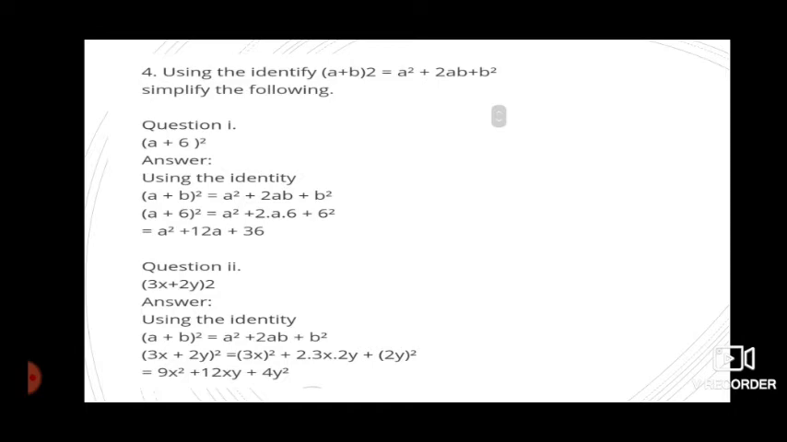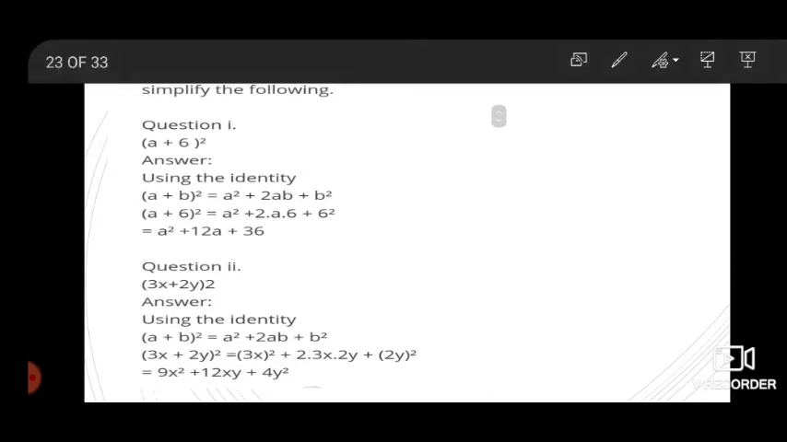Means again the square is applicable for both 2 and y. So 2 square means 4, y square. Next.